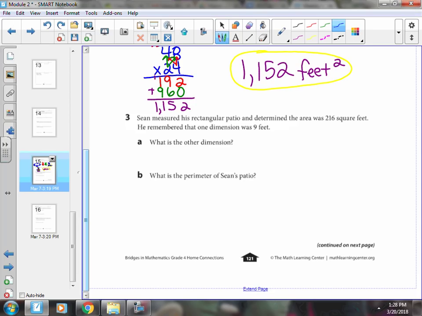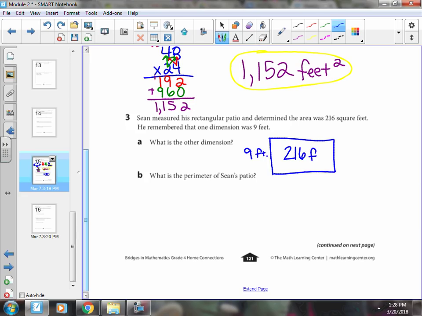I think I'm going to draw a picture because I think it will be helpful soon. So I know that one dimension is 9 feet, and the area is 216 square feet. And we're trying to find the length of the other side. In order to do that, we need to do a division problem. The area divided by the length of one side will give us the length of the other side. So 216 divided by 9.